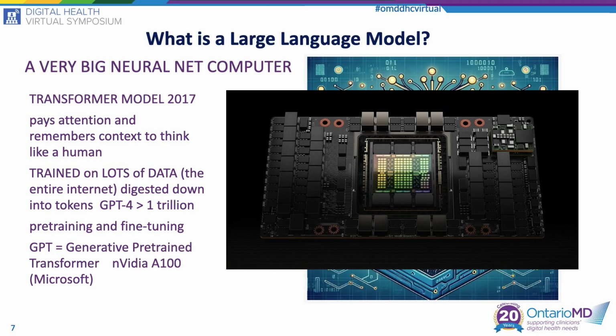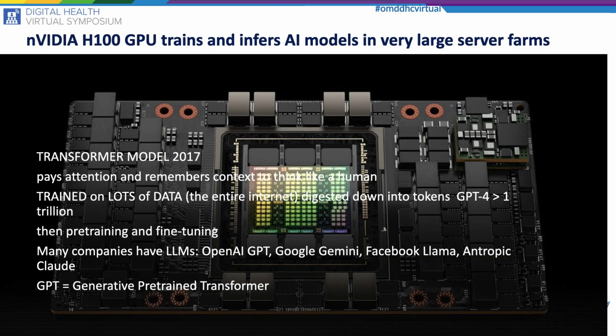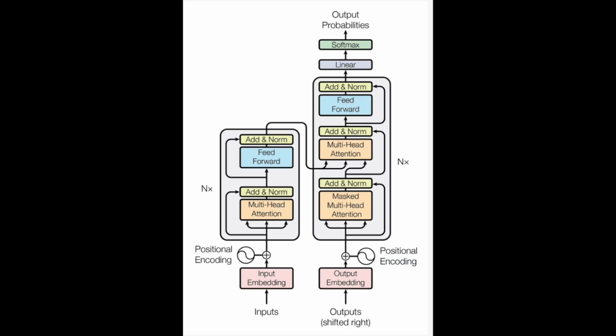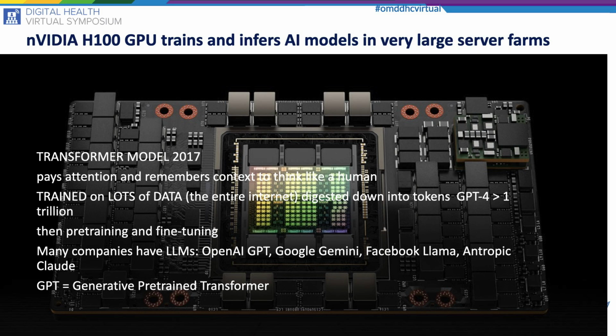So what is a large language model? It's actually a very big neural net computer. It was invented in 2017 by a paper called "Attention Is All You Need" with a transformer model paradigm. What it does is this computer pays attention and remembers the context and thinks like a human being.